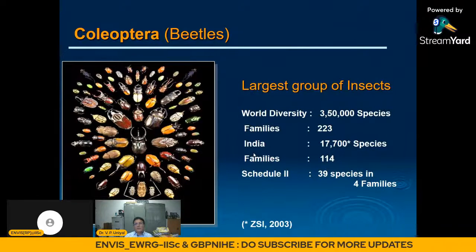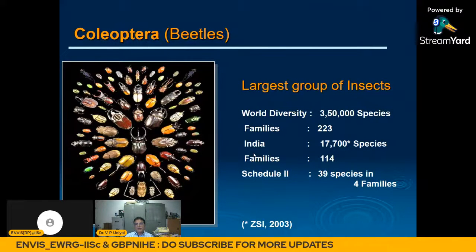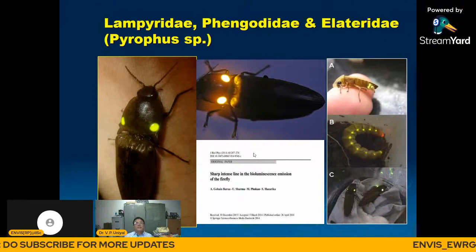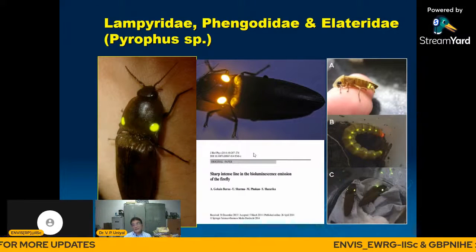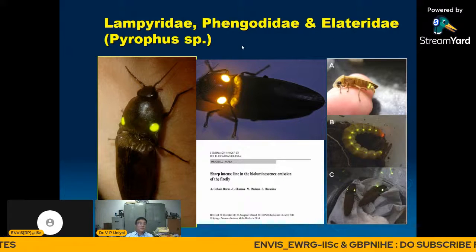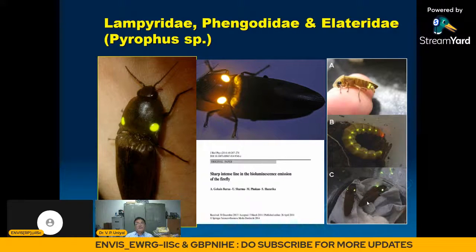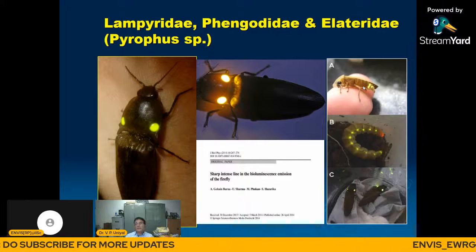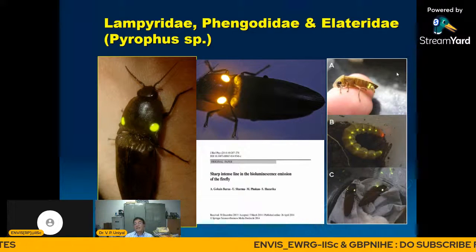We have the group of beetles also, a large number in the world of biodiversity, the largest group. But one important group we have is light producing insects. We have three groups of insects that produce light: fireflies, phengodidae, and click beetles. And they are declining very fast. The observation of decline of fireflies is limited now, only a few persons working on it. But the majority of people are observing that fireflies are declining.